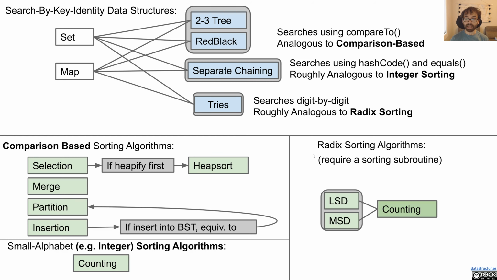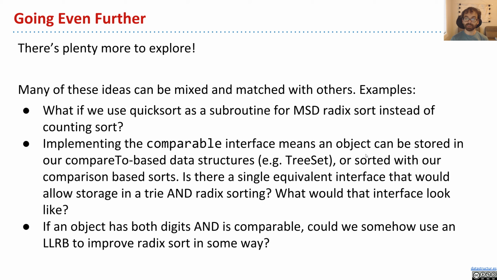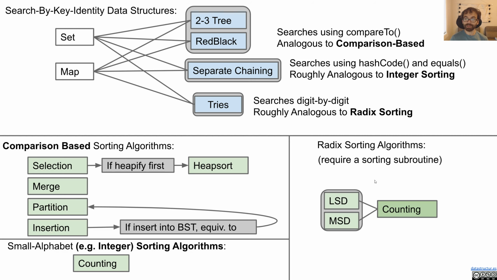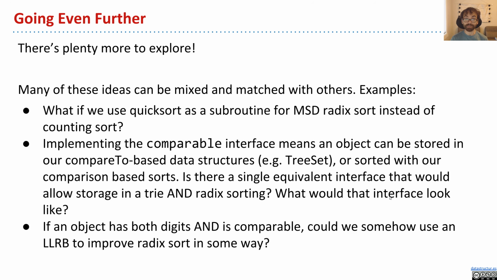So one is, we didn't have to use counting as our subroutine here. What if we used quicksort instead? Like, what if we did MSD radix sort where we're quick sorting on each digit? Does that make sense? Is it faster?